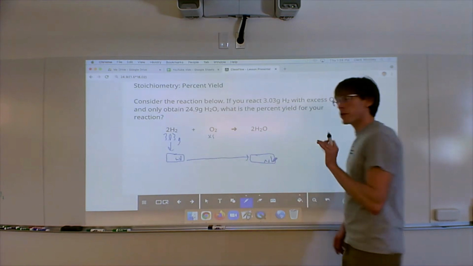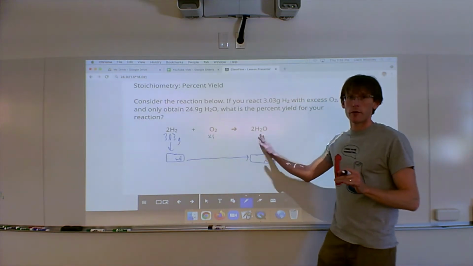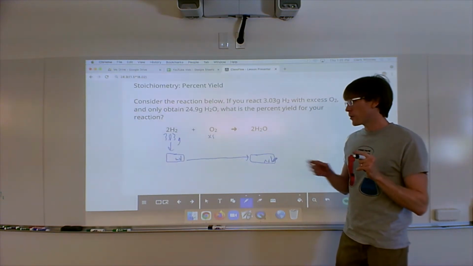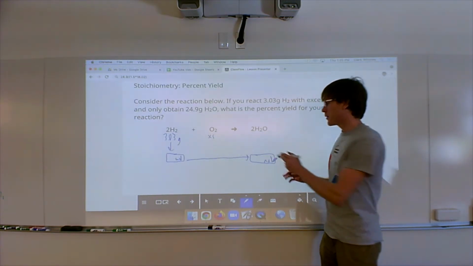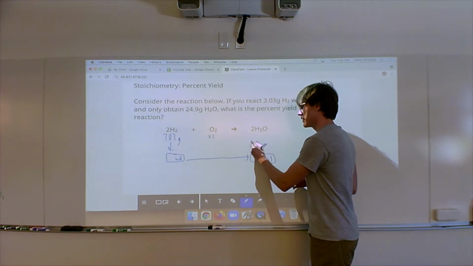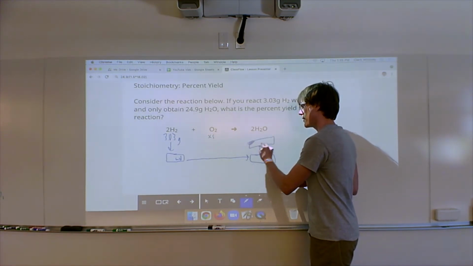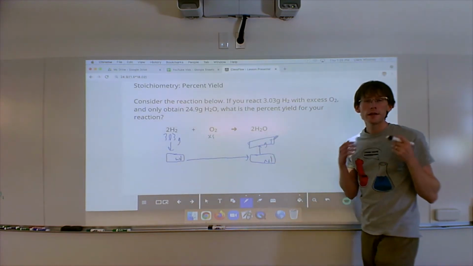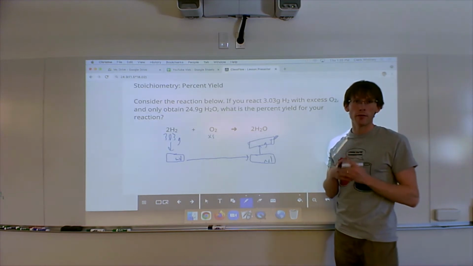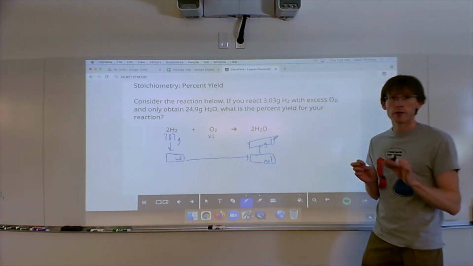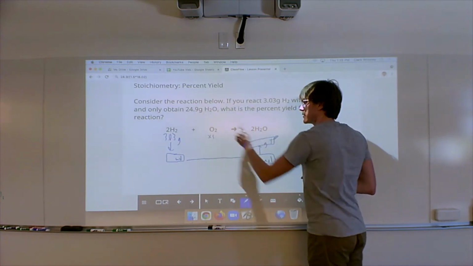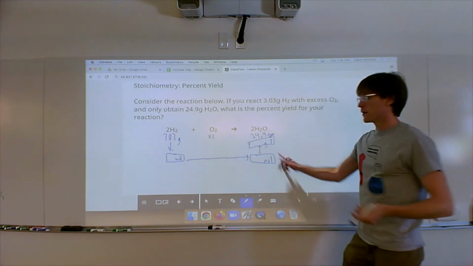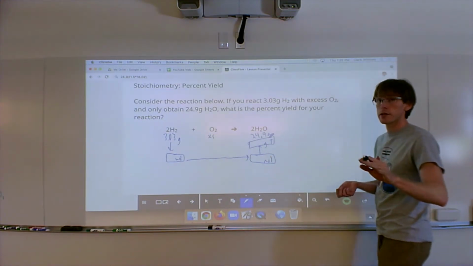Now, previously we would just go straight up to our grams and that would be it. In this case, we're going to do that, but we're going to go to what's called a theoretical yield. And so I'm going to box this and call it grams T, meaning theoretical. This is the absolute maximum amount of water we could get if everything runs perfectly. But our actual yield is 24.9 grams. This is what we actually got as opposed to what we could get, which is actually what we've calculated in the past.